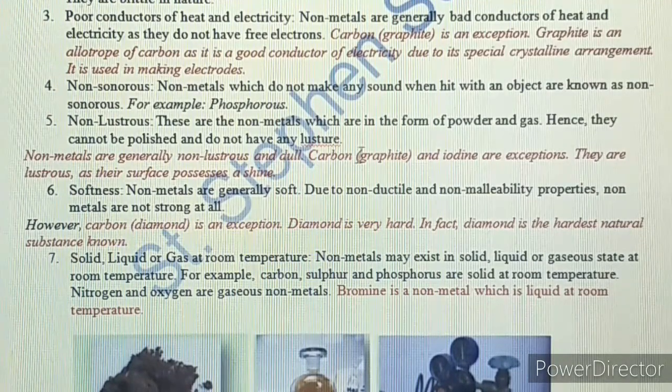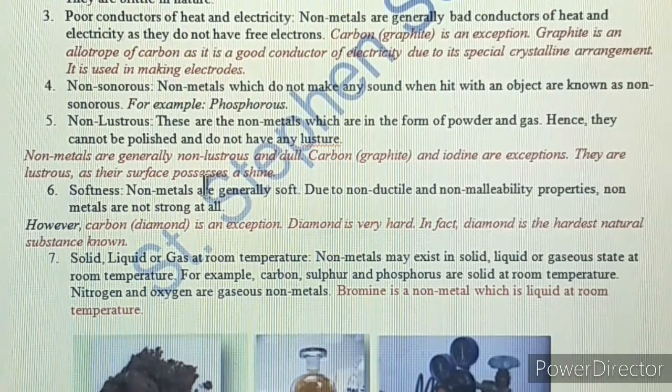But exceptions are always there. Carbon, in the form of graphite, and iodine, which we use as an antiseptic, are exceptions. They have luster. They are lustrous as their surface possesses a shine.